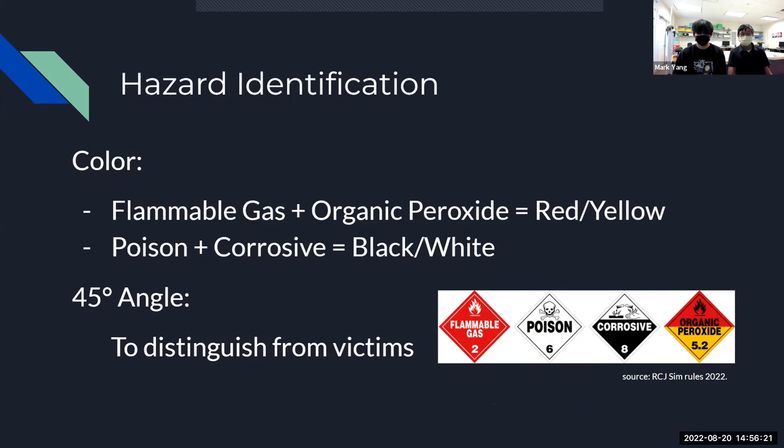However, since poison and corrosive are black and white, and the victims, the HSU, are also black and white, we had to distinguish them from each other. So that's where the angle, the rotation, comes into play. OpenCV has a function called minAreaRect, which also returns the angle of rotation of your contour. So we checked for the angle of our contour, and we knew that our hazards are rotated at a 45-degree angle. So if it was at a 45-degree angle, that's a hazard. But if it's just at a 90-degree angle, then it's a victim.